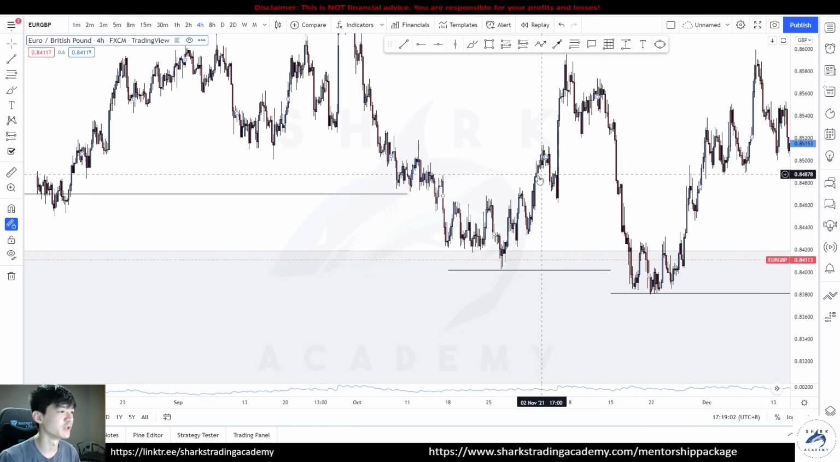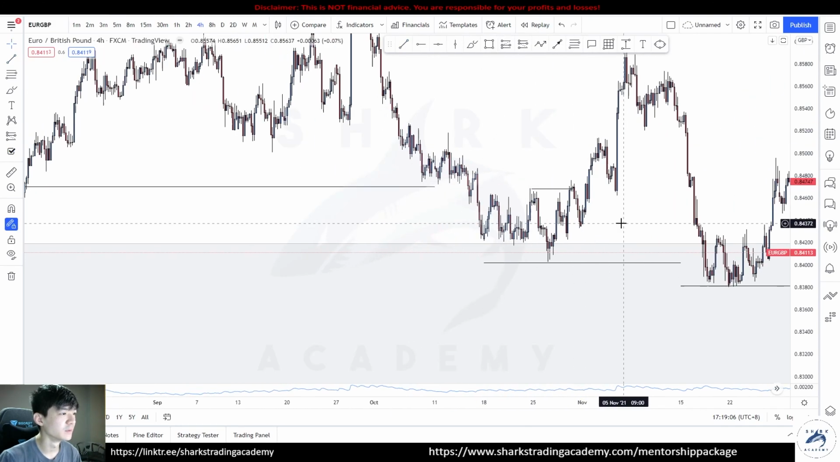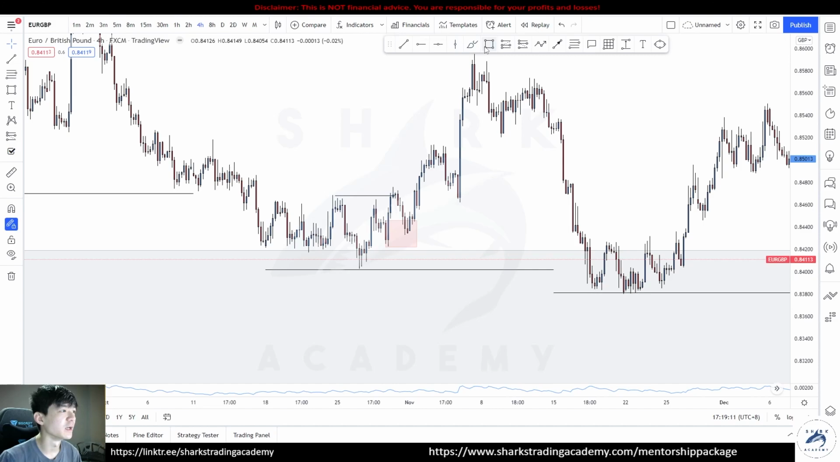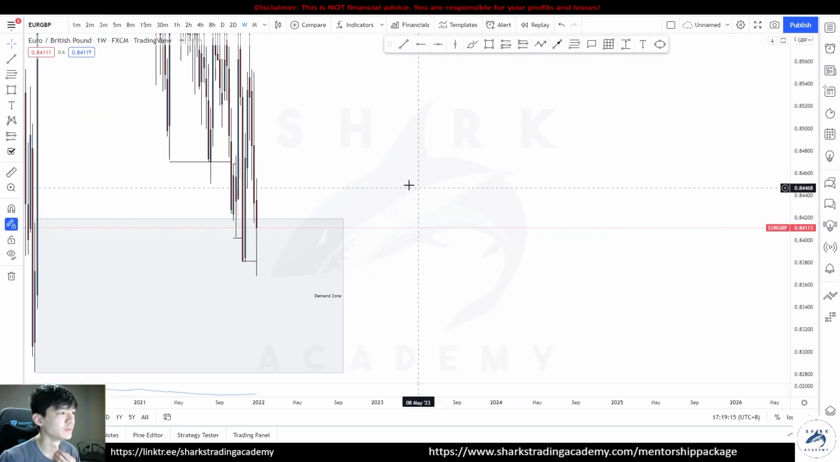So let's say I'm a 4-hour trader. Once price steps into my demand, I'm looking for a break of structure here. And you can see immediately you can get involved into demand areas like this, right? And maybe some demand like this as well, okay? Otherwise, if you're a weekly trader, look at this.